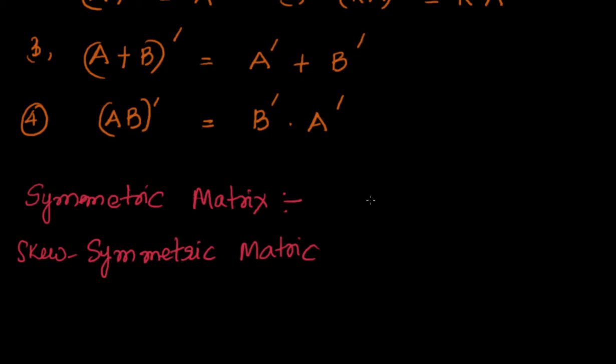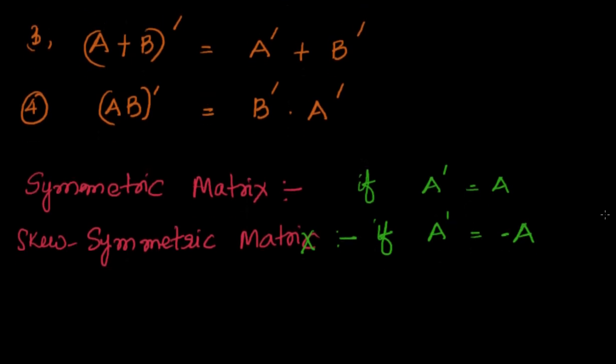A matrix is called a symmetric matrix if A transpose is equal to A. If you are transposing a matrix but still have the same matrix, then it is called a symmetric matrix. On the other hand, what is a skew symmetric matrix? If the transpose of a matrix is equal to negative times the matrix, then it is called a skew symmetric matrix. Let's put down some examples for this.